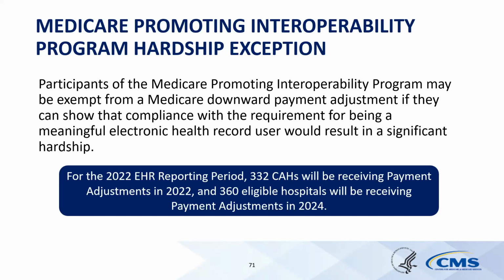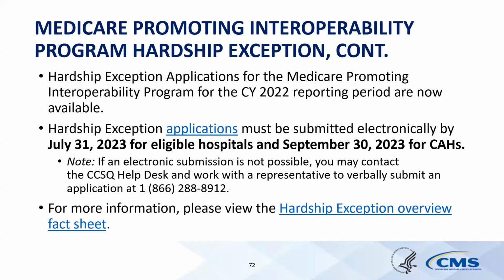So far, we've had 131 CAH hospitals come in to submit an application, and of that, we've approved 124 of those. Same as with the eligible hospitals. So far to date, we've had 117 come in, and we have approved 108. Next slide, please. The hardship application period is now available.